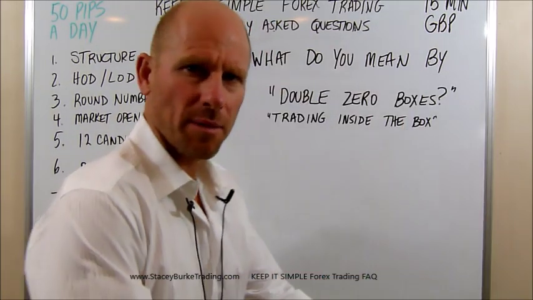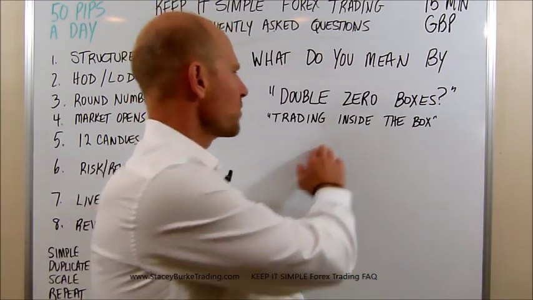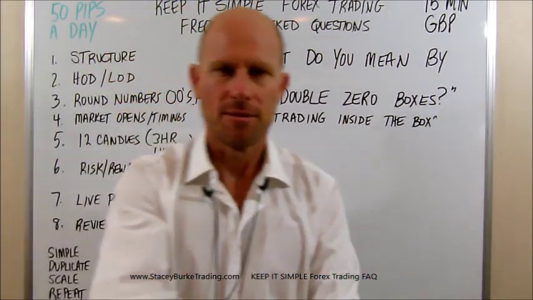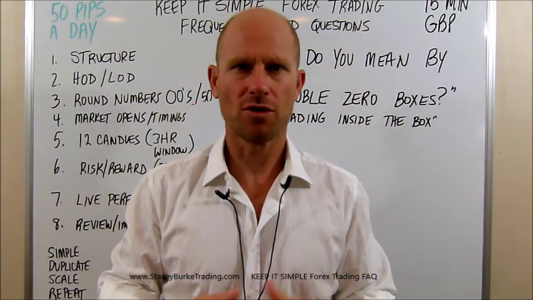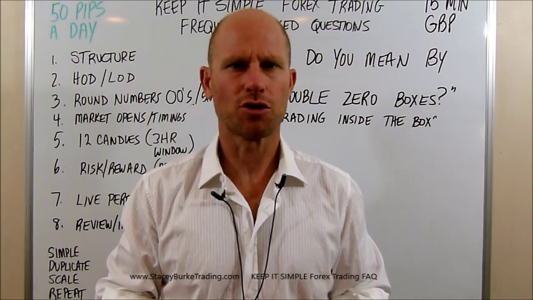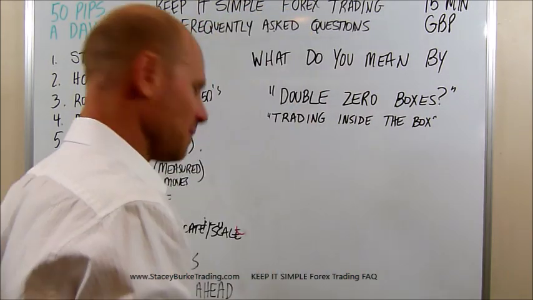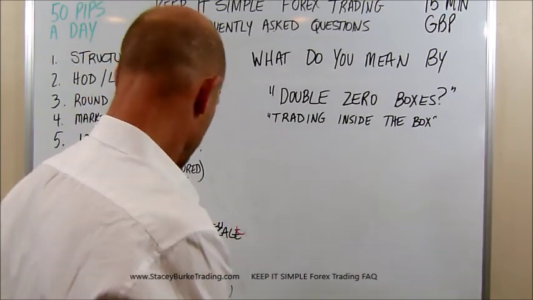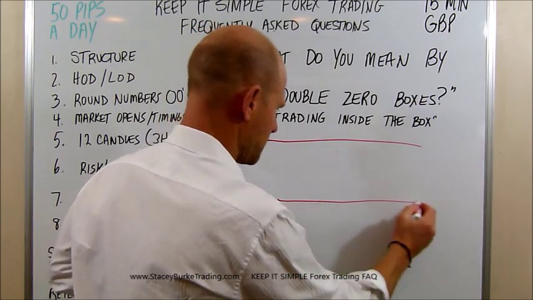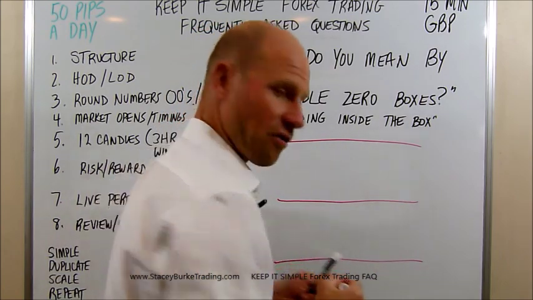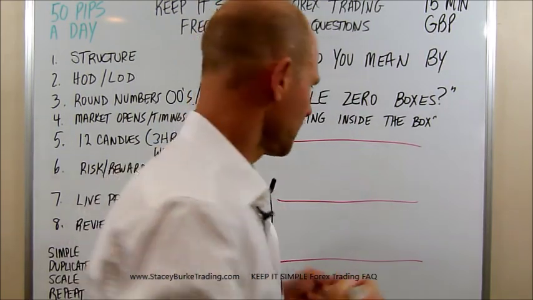One of the other questions that I've been getting a lot is, what do you mean by double zero boxes or trading inside of the box? If you look at any instrument, most of those instruments, depending on the time frame you're trading in, will be trading between double zeros. Now on the 15-minute charts, like on the pound Aussie, pound New Zealand, we may be in a 300 pip box, but they will be trading off of double zeros.